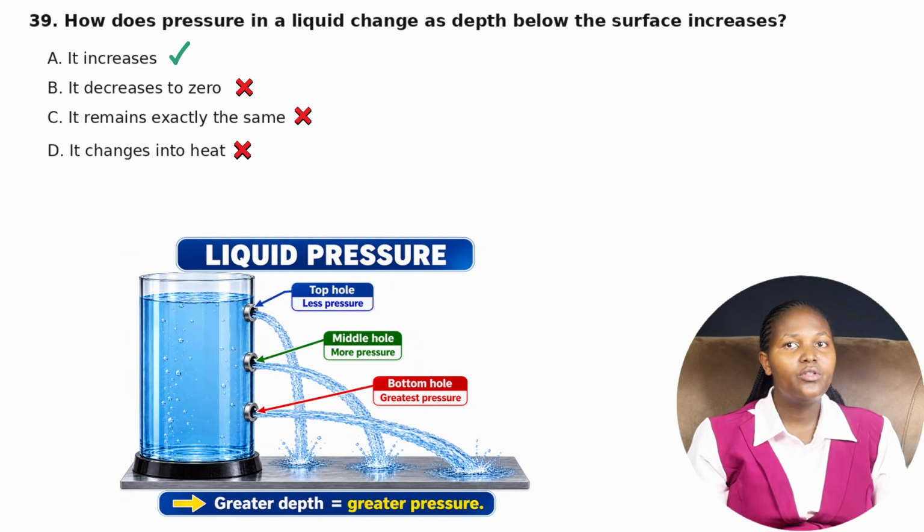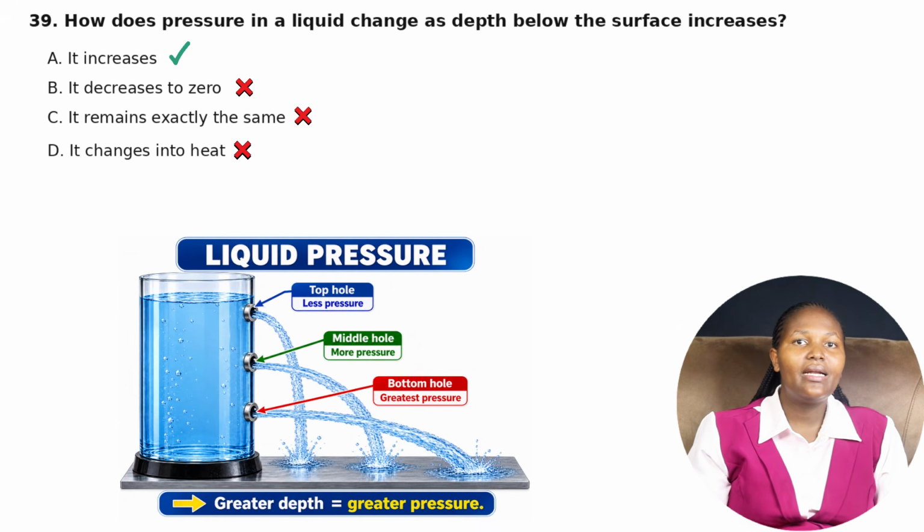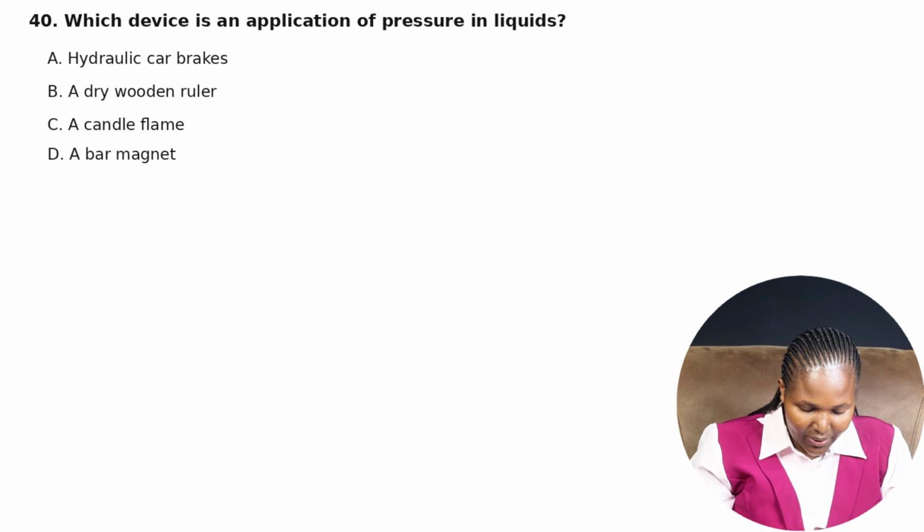If a diagram maybe shows several holes at different depths, this is a question I have noticed they like to test. They give you a diagram showing several holes at different depths. You are supposed to expect or to explain that the lowest hole will show the strongest outward effect, or the water will go further because the pressure is higher at that level. Then now we go to the last question, question 40. Which device is an application of pressure in liquids?